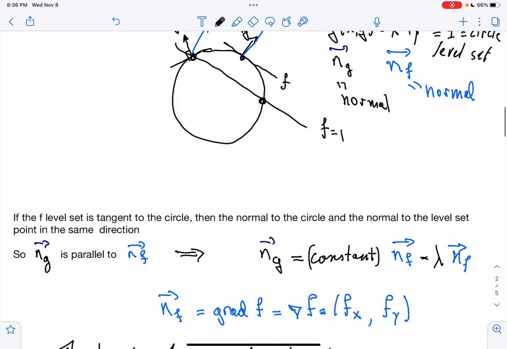So now we want the normal to the G set to be parallel to the normal to the f. We know that if two vectors are parallel, one is a multiple of the other. So we're going to say that NG is some constant times NF. And it's traditional to call the constant lambda.